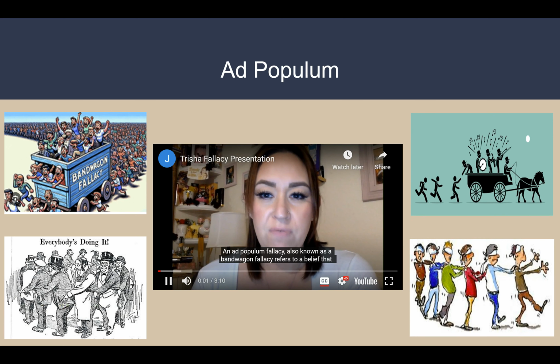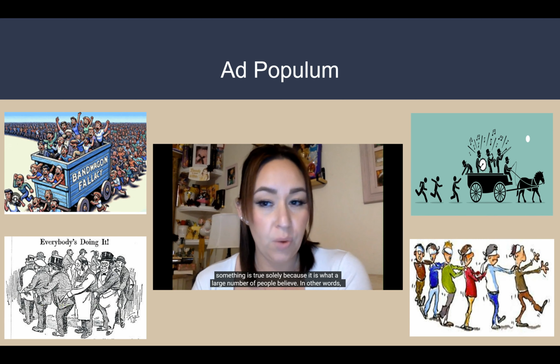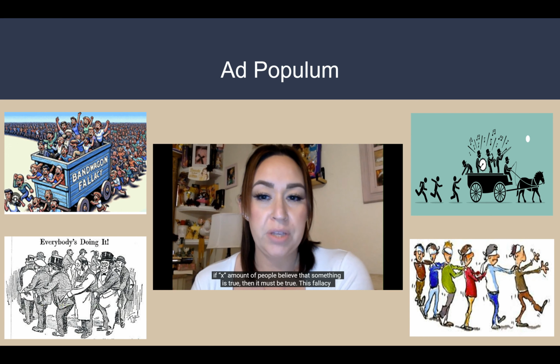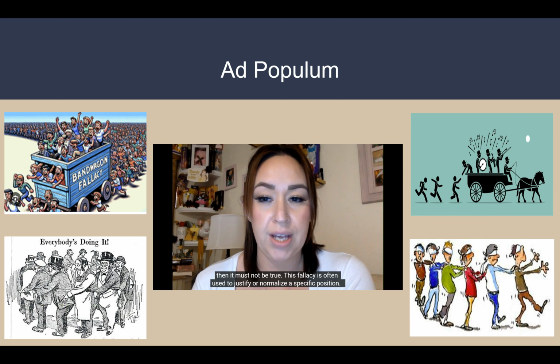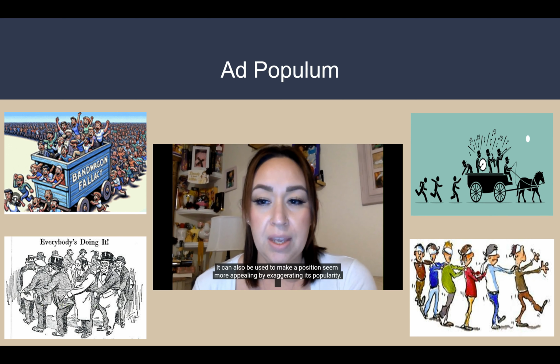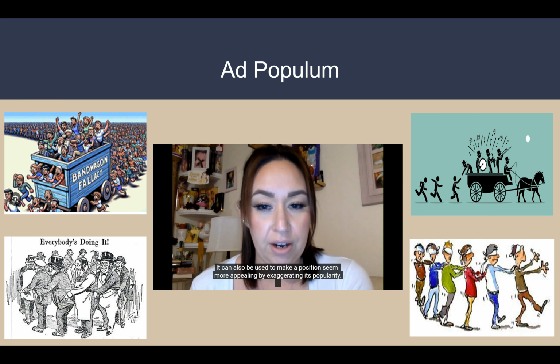An ad populum fallacy, also known as a bandwagon fallacy, refers to a belief that something is true solely because it is what a large number of people believe. In other words, if X amount of people believe that something is true, then it must be true. This fallacy also works the other way around. If X amount of people believe that something is not true, then it must not be true. This fallacy is often used to justify or normalize a specific position. It can also be used to make a position seem more appealing by exaggerating its popularity.